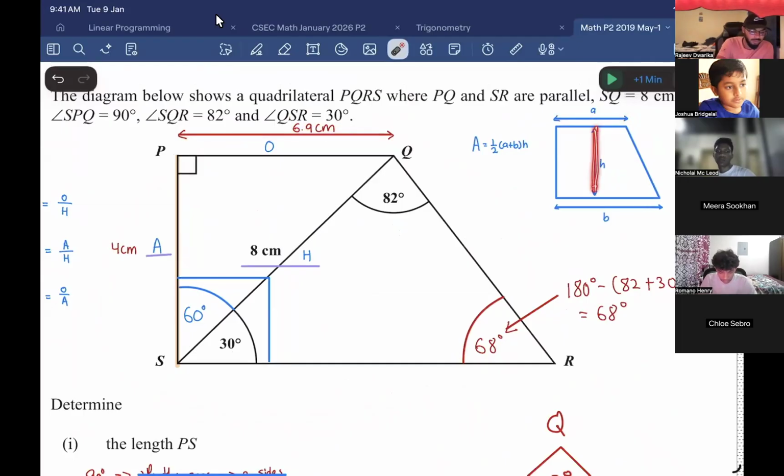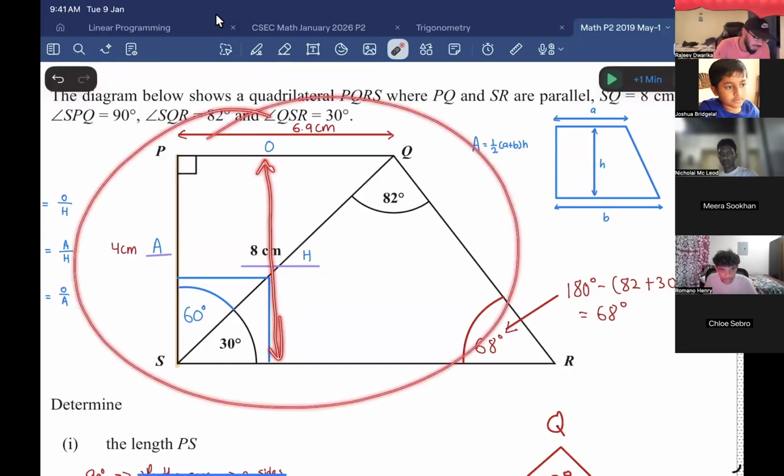Somebody other than Nikolai, what do you think the height is? Chloe, you think you can figure out the height? Mira, Sky, you all think you can figure out the height? I promise it's easier than you think. So look at this diagram. Are you seeing the height?